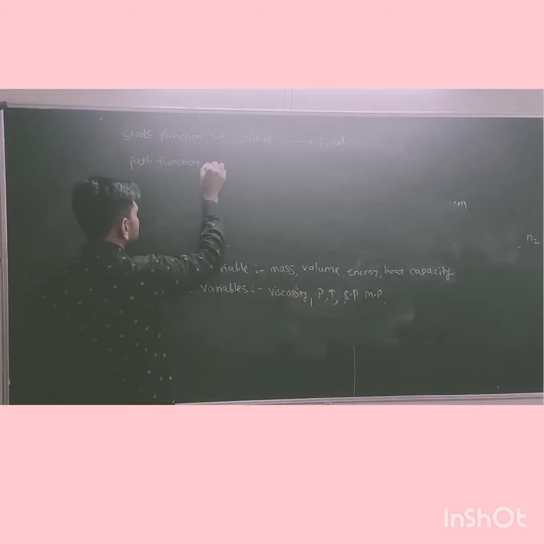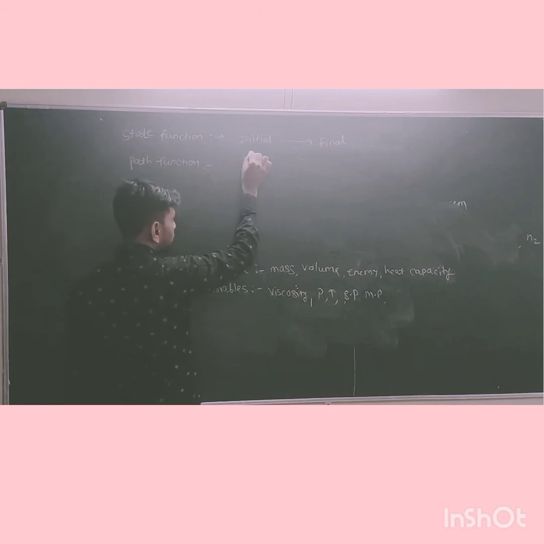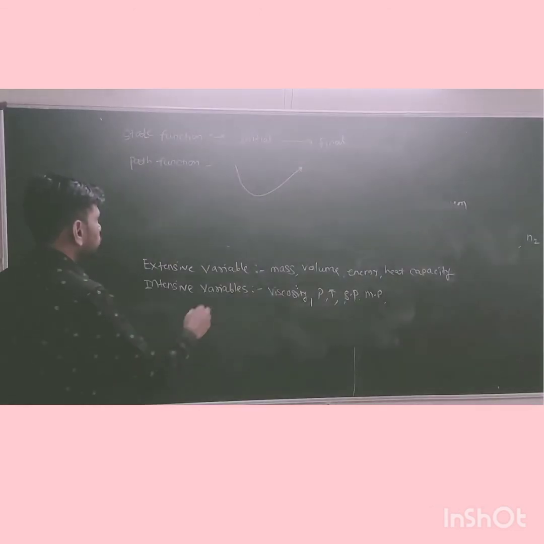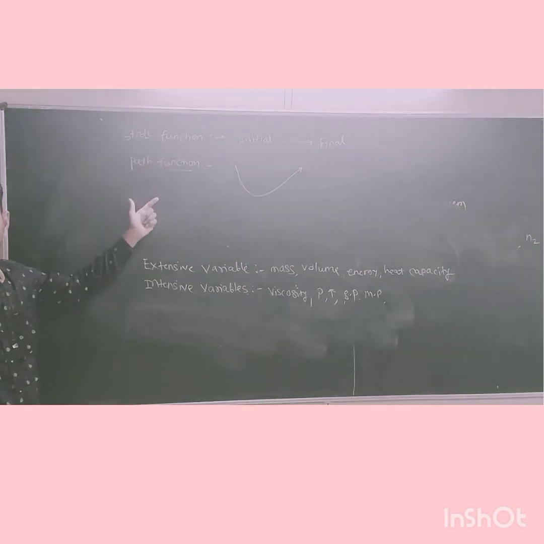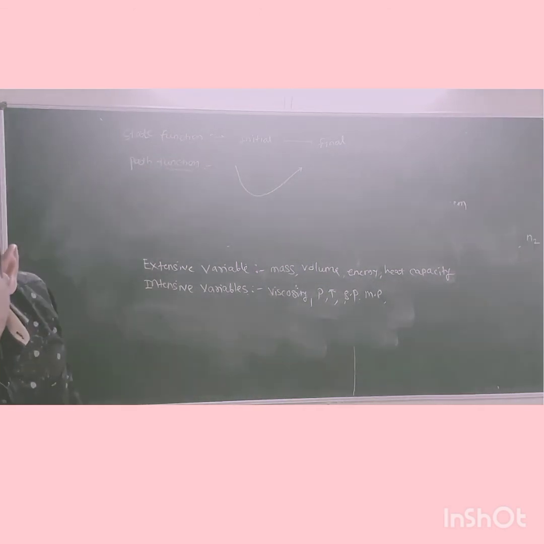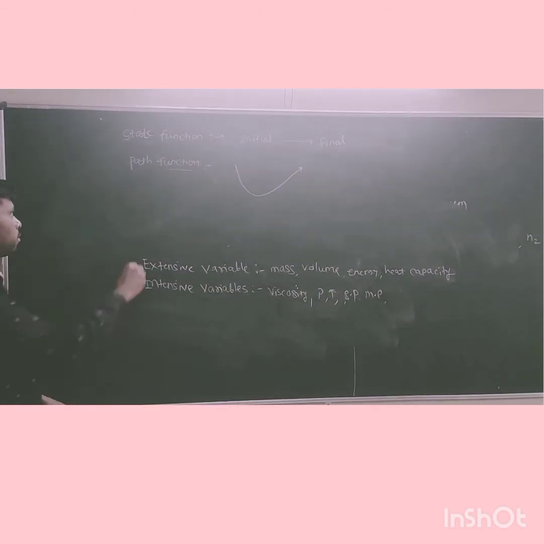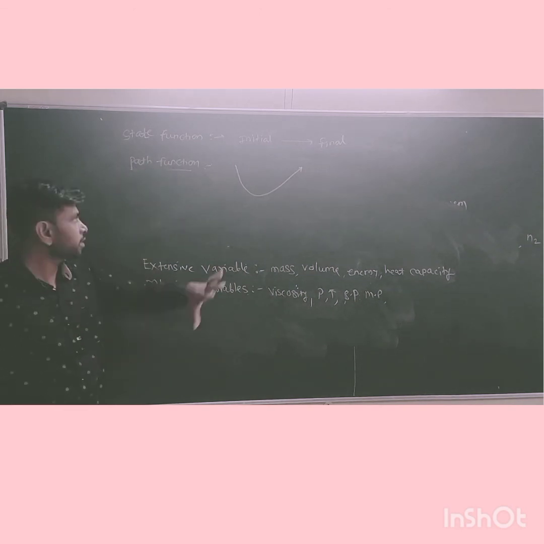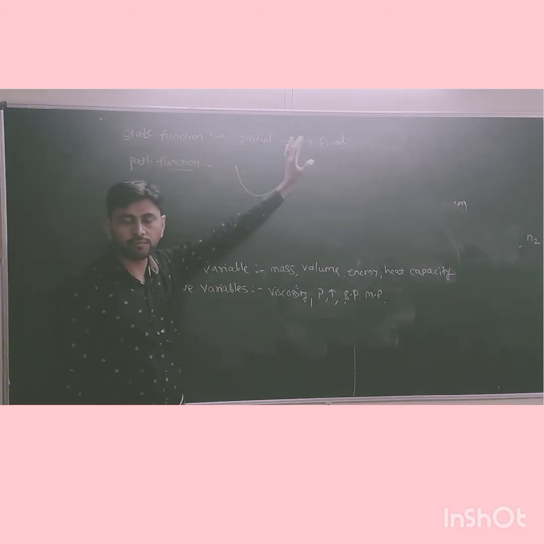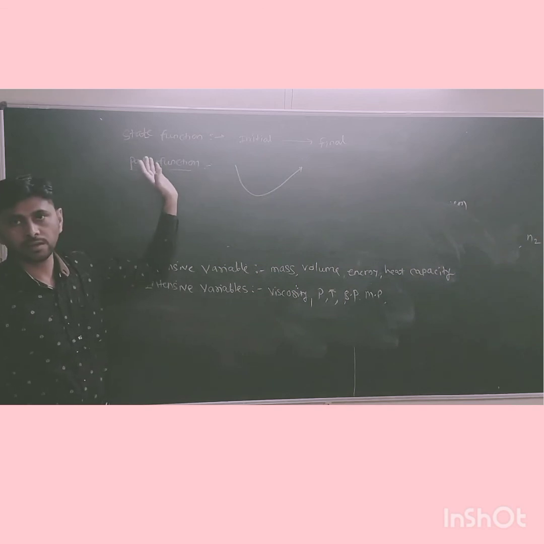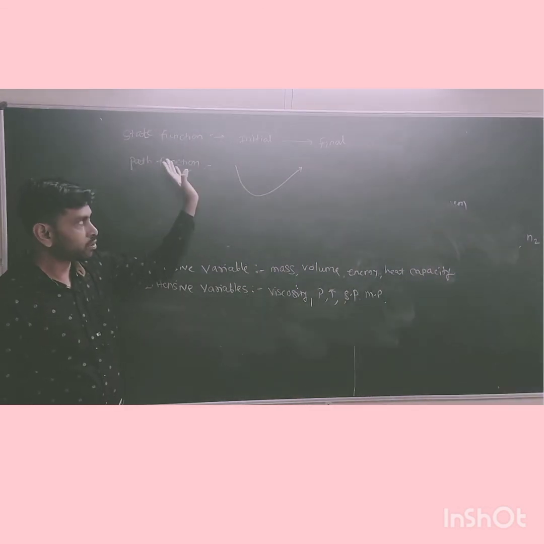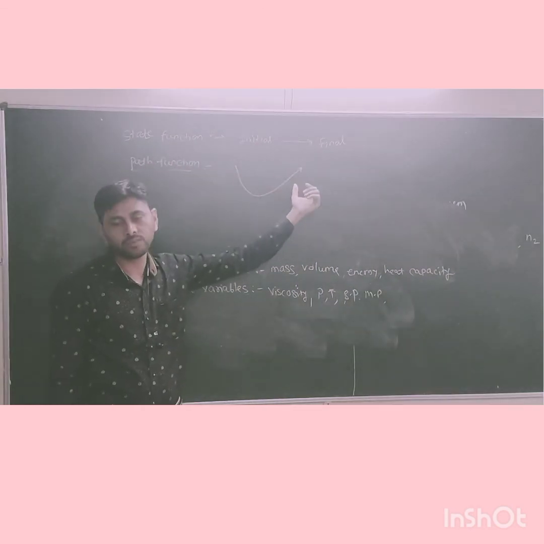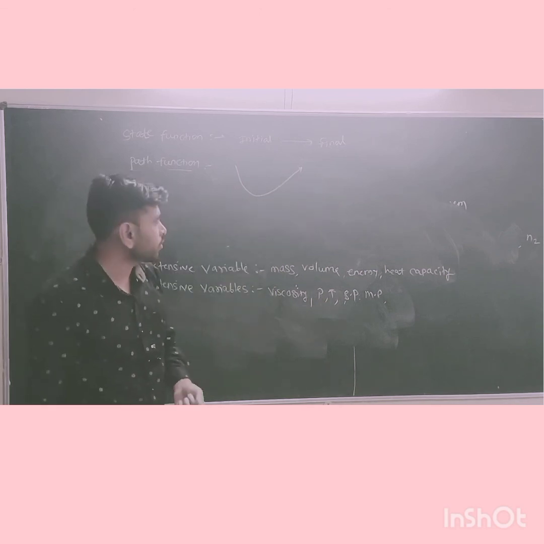Another is the path function, whose value does not depend on the initial and final state of the system, but depends on the path followed. So it is called a path function. You have to see these functions in detail. Simply remember this: a state function depends on the initial and final state of the system. A path function does not depend on the initial and final state; it depends on the path followed. So these are some basic terms you have studied.